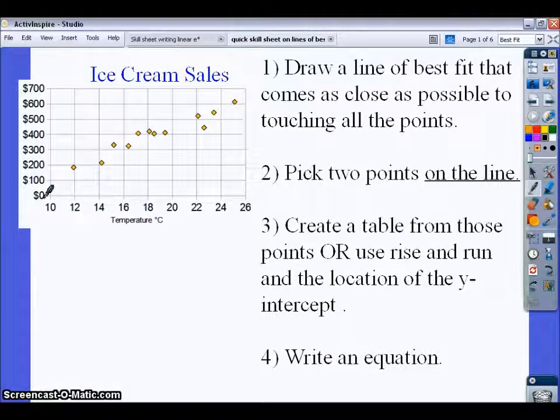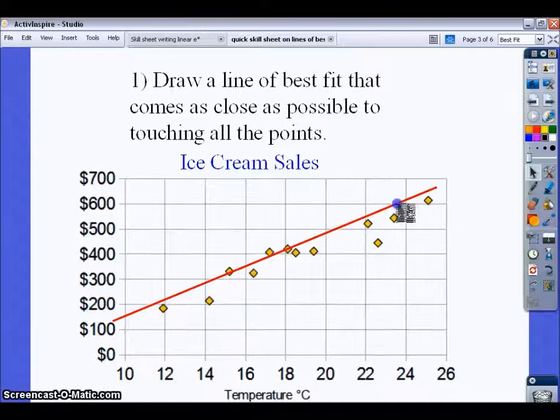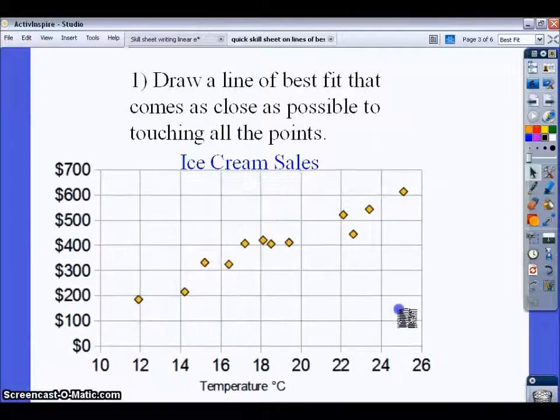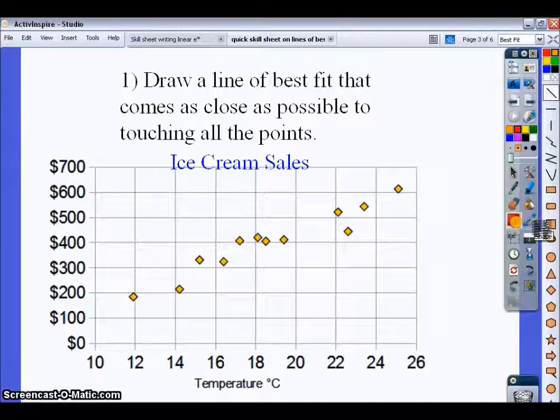So the first thing we're going to do is draw a line of best fit that comes as close as possible to touching all the points. So if I have this as my graph, I've got a line of best fit here. I'm going to show you how I get that. So you want your line of best fit to go through the points, coming as close as possible to touching all of them, and sort of following the general trend of the line.